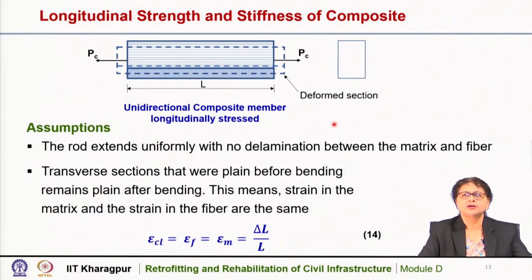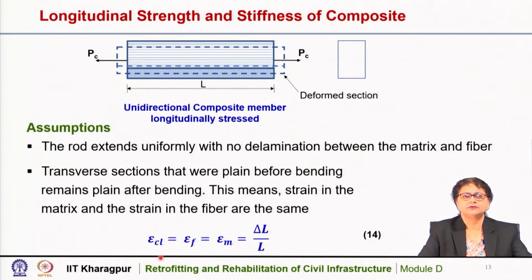The assumptions for the analysis are that the rod extends uniformly with no delamination between the matrix and the fiber. So, here we assume that though it is subjected to loading, the composite extends uniformly and there is no delamination, no slippage between the fiber and the matrix. The transverse sections that were plane before bending remain plane after bending. This indicates that the strain in the matrix and the strain in the fiber are the same.